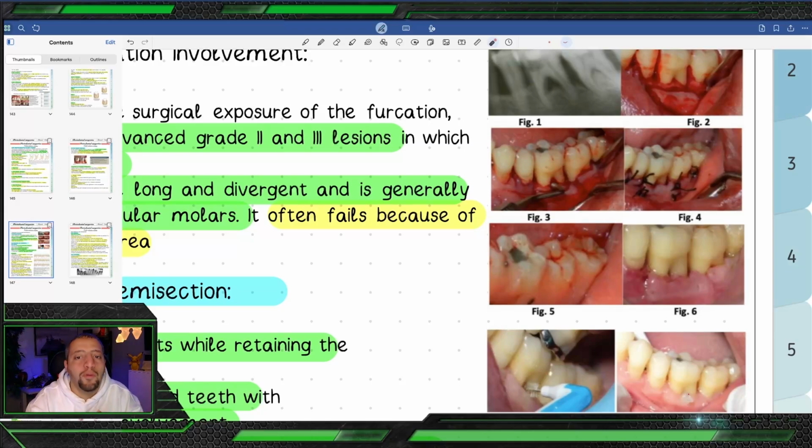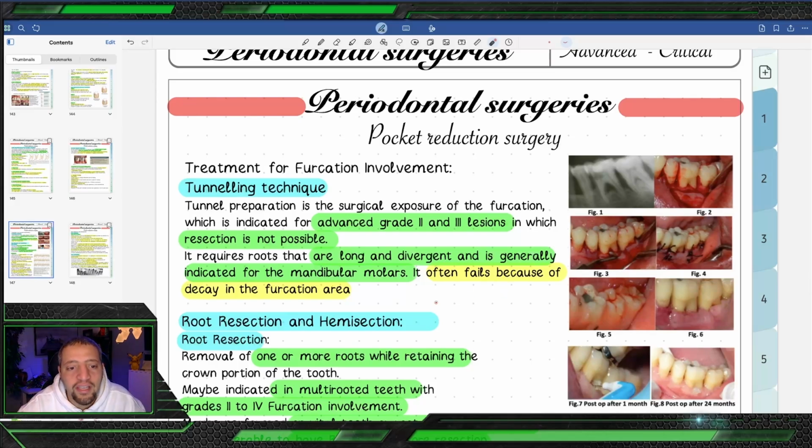So amazing, you expose it. So what do you think is the main reason for failure of this technique? It fails because of decay in the furcation area. So tunneling is moving the furcation 3 to furcation 4. Why? Because we would like it to be a self-cleansable area, but it often fails because of decay in the furcation area. So it's used in advanced grade 2 or 3 lesion in which resection is not possible. It requires roots that are long and divergent and is generally indicated for mandibular molar.